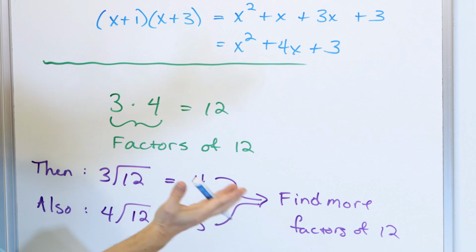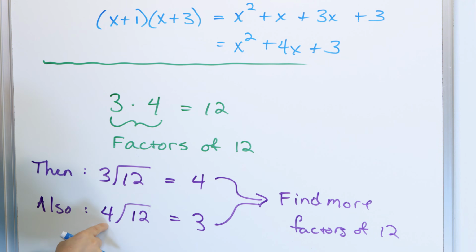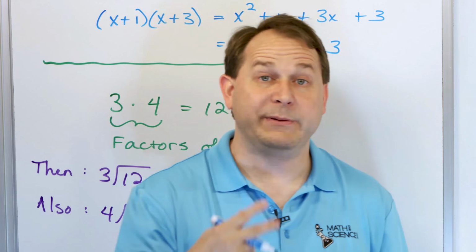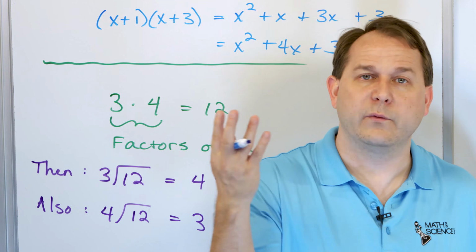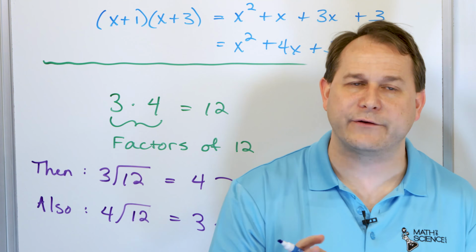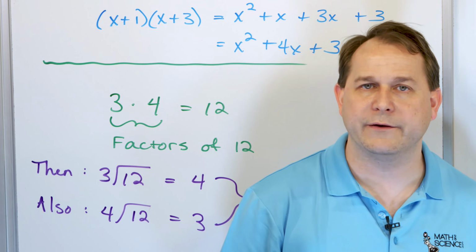12 divided by 3 is 4, no remainder. 12 divided by 4 is 3, no remainder. 12 divided by 6 would be 2 with no remainder. 12 divided by 1 would be 12 with no remainder. Same sort of thing. They're all factors because you can divide them in and you get no remainder.